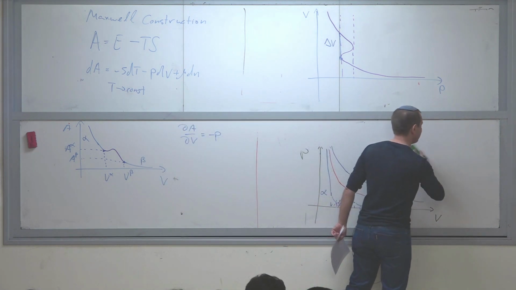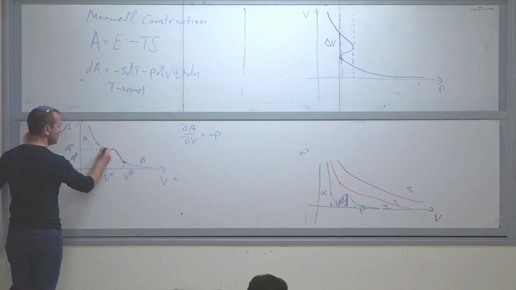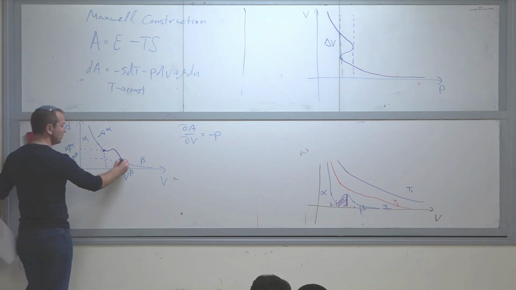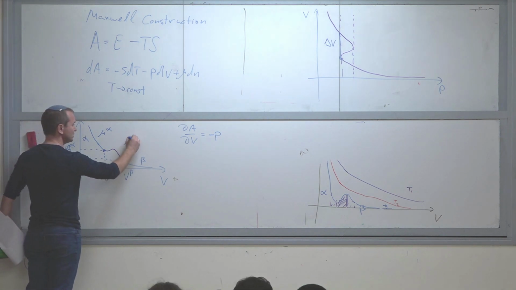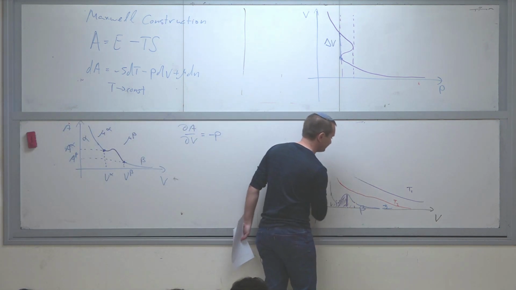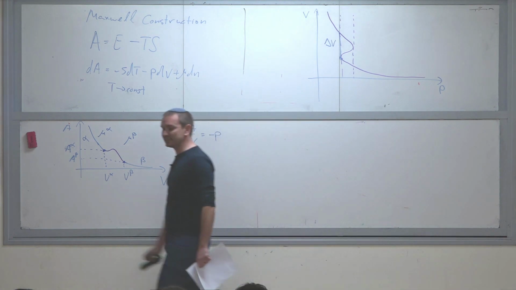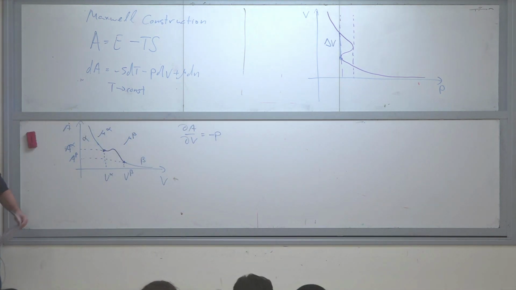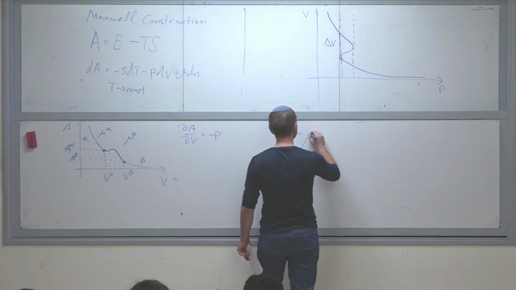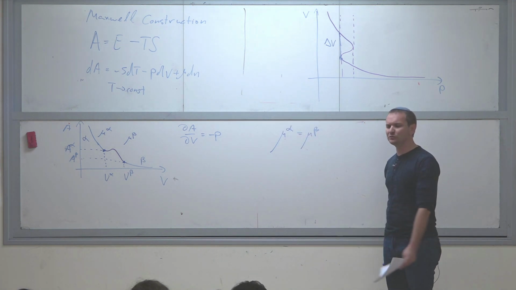What I mean by that: we know that at this point the chemical potential is mu alpha. We also know that at this point the chemical potential is mu beta. And we know that mu alpha equals mu beta, because this is exactly at the phase transition. So what we want to use is that mu alpha equals mu beta: the chemical potential for phase alpha equals the chemical potential for phase beta.